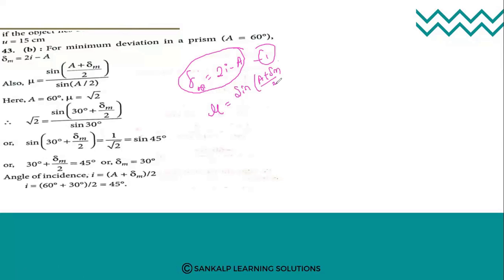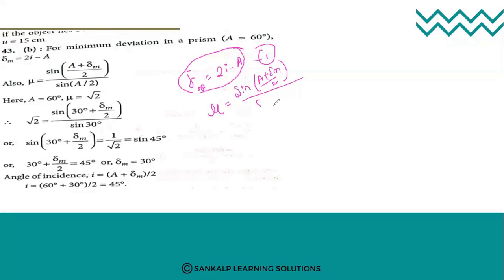So according to the formula, the angle of minimum deviation is equal to, so this step will come in between the derivation, that is, the angle of minimum deviation is equal to 2I minus A. So remember this as equation 1. Here A is given as 60 degree. Now according to the prism formula, the refractive index is equal to sine of (A plus delta M) divided by 2, this whole divided by sine of A by 2.